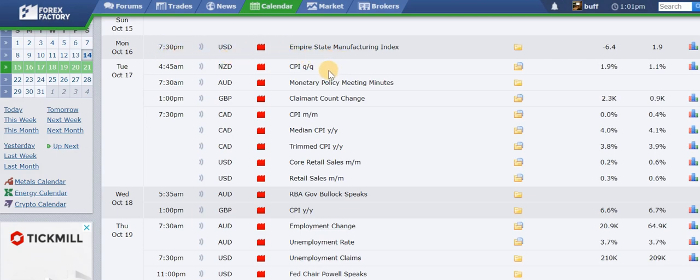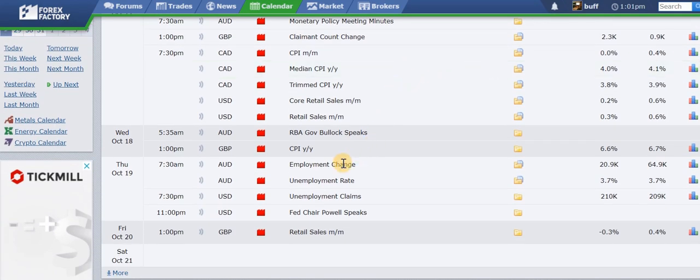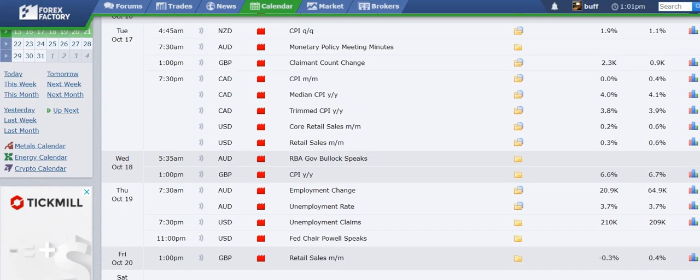It's a pretty quiet week. Monday out of the US, Empire State Manufacturing. Tuesday, New Zealand CPI numbers, CPI numbers out of Canada, core retail sales out of the US. Wednesday, CPI numbers out of the UK. Thursday, Australian employment numbers. That's probably the biggest news of the week. Unemployment or employment, depends which way you look at it. US unemployment claims and talking head there. Retail sales out of the UK on Friday. So it's a pretty quiet week. Probably the biggest news is Canadian CPI numbers, core retail sales out of the US, and Aussie employment numbers. So that's the big ones.